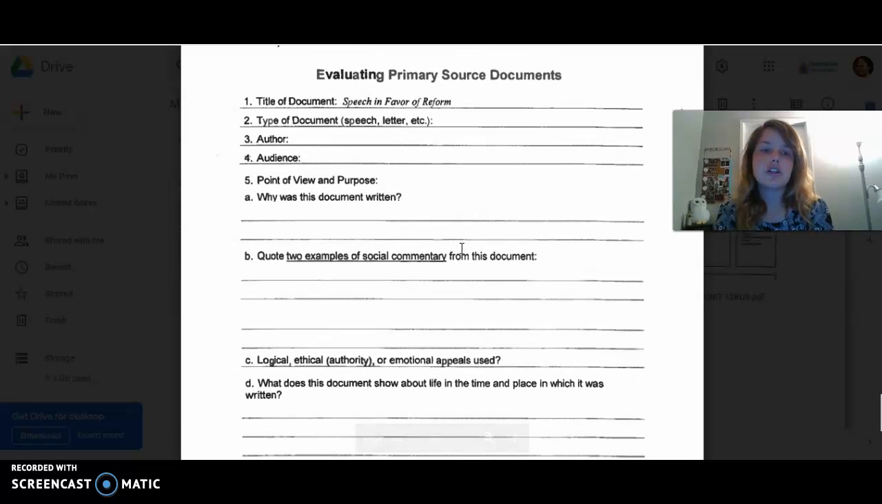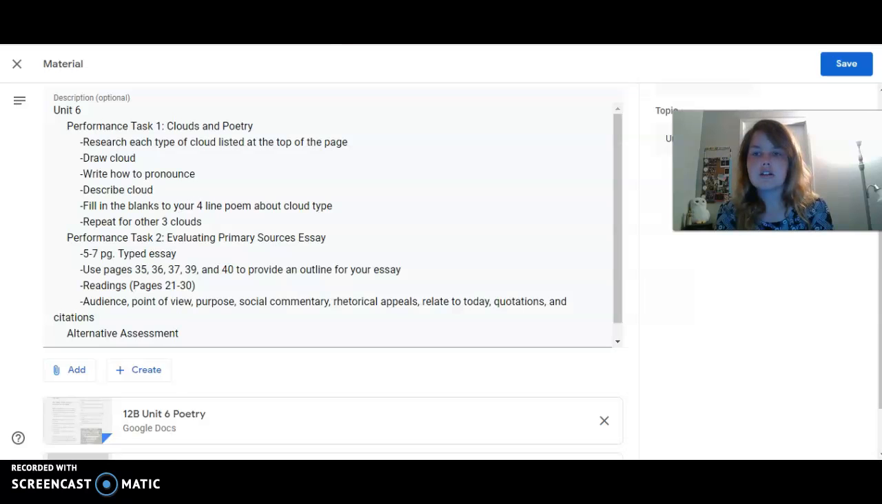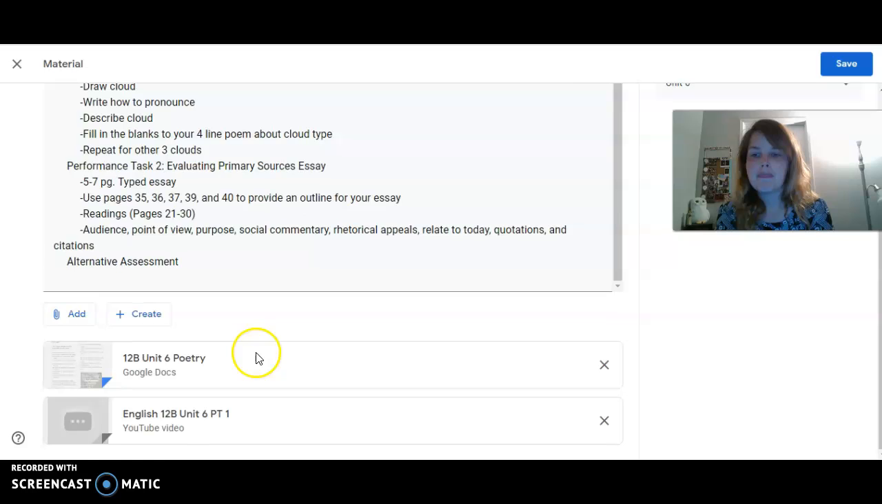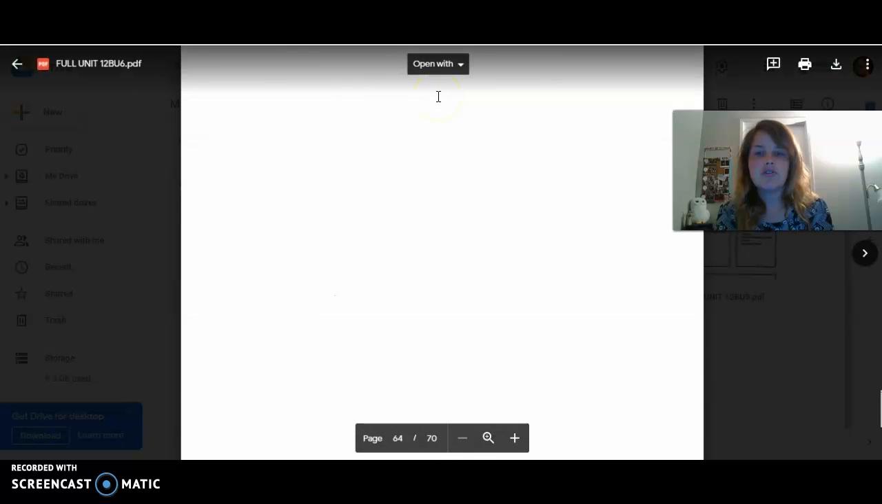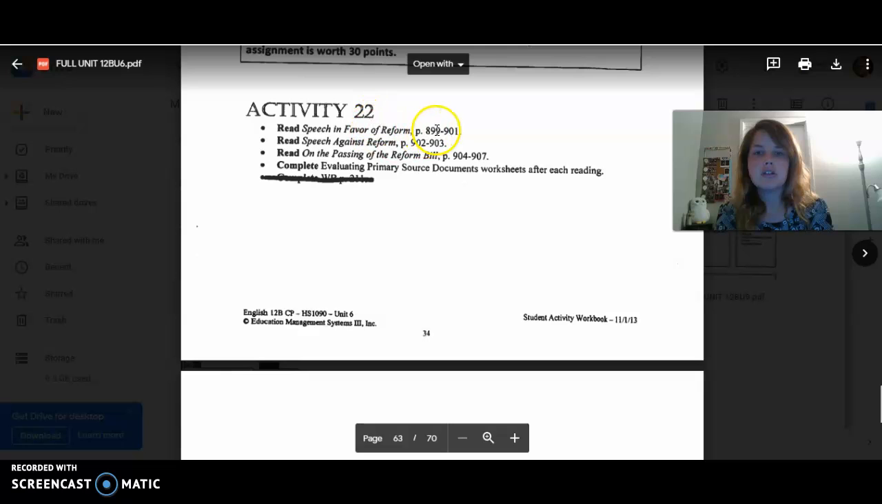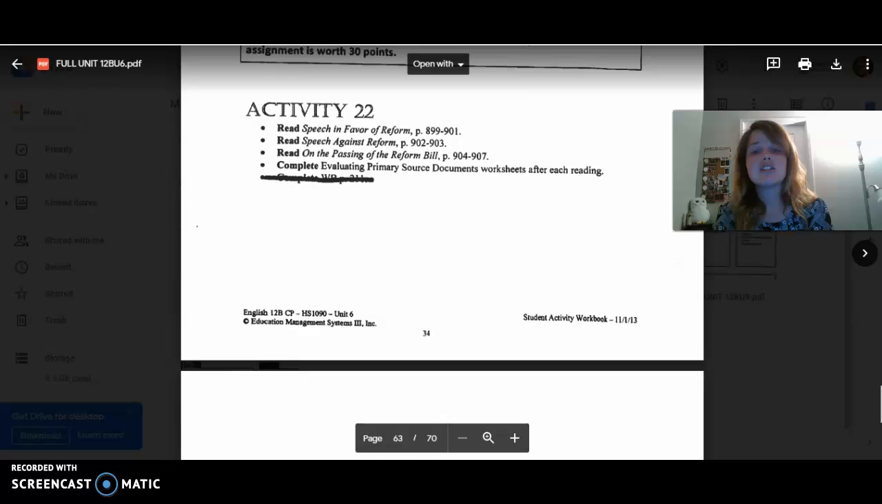So first things first, you're going to evaluate these primary documents, source documents. You are going to read this and then answer these things. That's just the poetry, so you'll actually have to use your textbook for this one. You have first speech in favor of the reform. That's going to be on page 899 through 901. So it only looks like it's like 2 pages, barely.